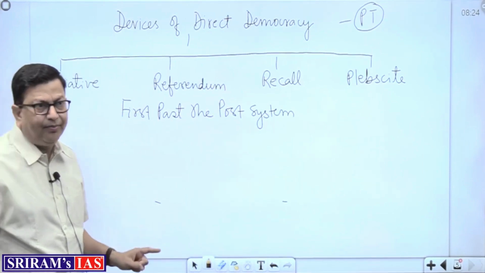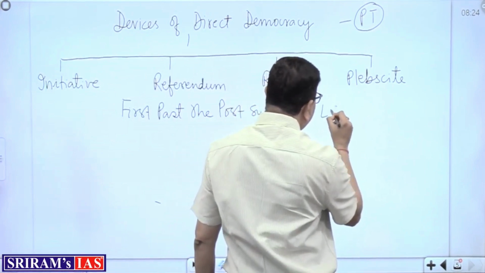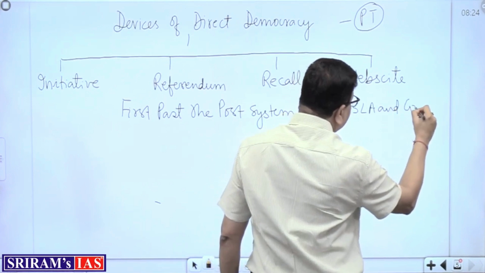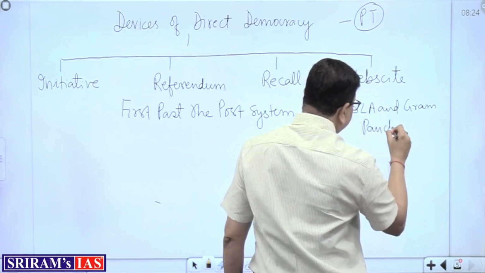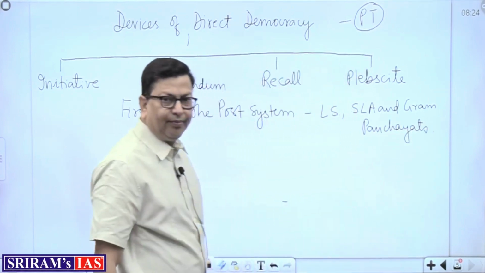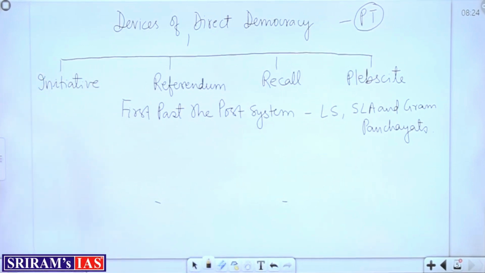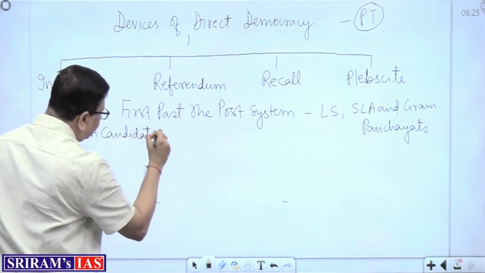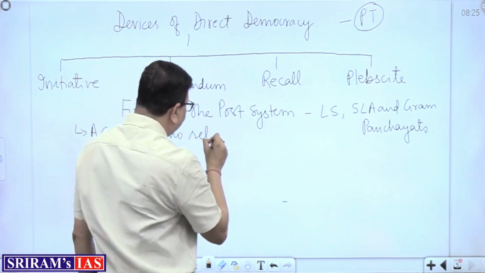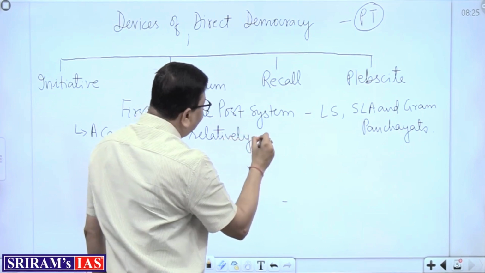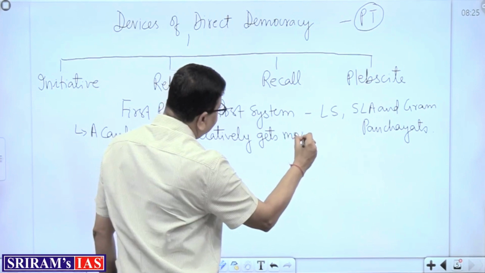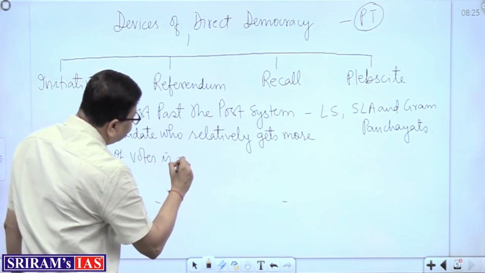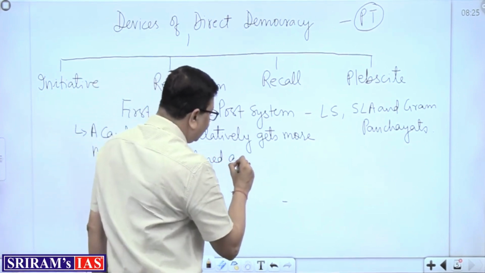This first past the post system is used in India to elect the members of the Lok Sabha, the State Legislative Assembly, and the Gram Panchayats. And in this first past the post system, a candidate who relatively gets more number of votes is declared as the winner.